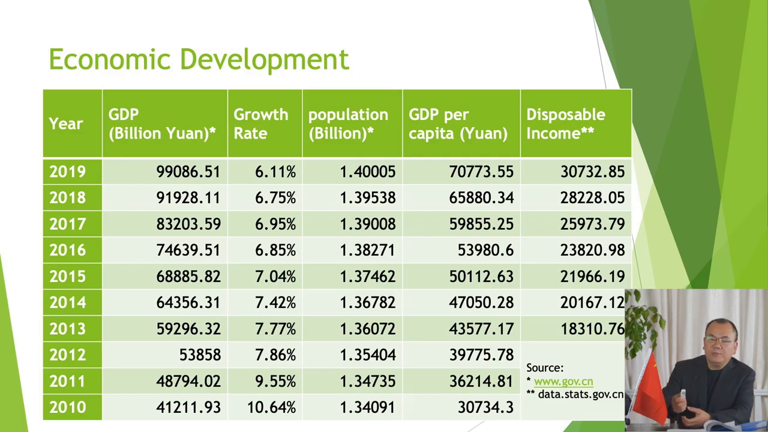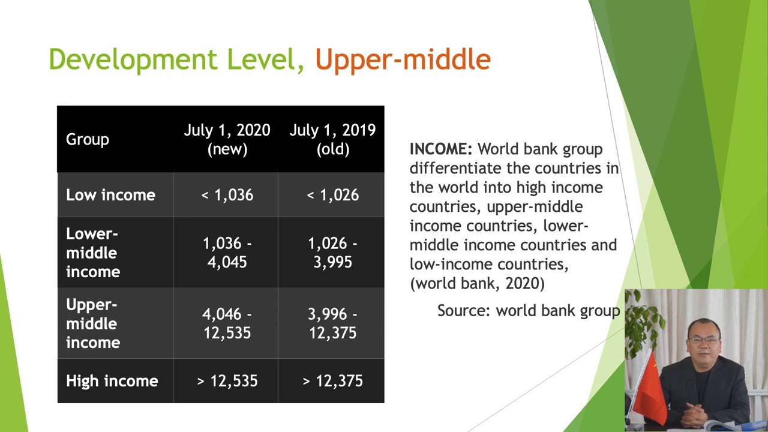Also, the World Bank has drawn some lines to help us divide the countries in the world into 4 groups, namely high income, upper middle income, lower middle income, and low income. This standard, or this line, was drawn in 2020. According to this standard, remember the last table, we know that China belongs to the upper middle income countries.